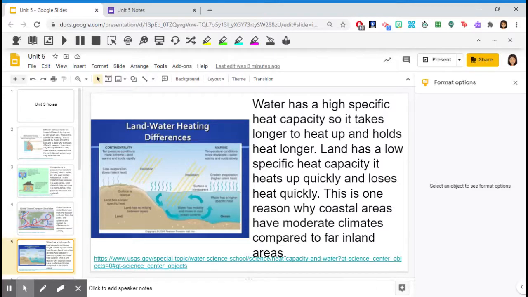Water is very different. Water is actually the opposite. It has a high specific heat capacity. That means that it takes time for water to heat up. It takes longer for water to heat up. But once water is heated, it holds that heat longer. So when we lost power during Hurricane Zeta, our electricity was dead as of like 8:45 a.m.